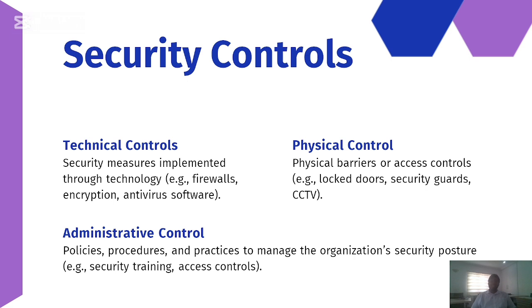Technical control covers things involving cyber attacks, malware, system failures, etc. Physical control is physical security: gates, doors, locks, lights. Administrative control covers policies, trainings, granting permissions, etc. So that's what we have under security controls.